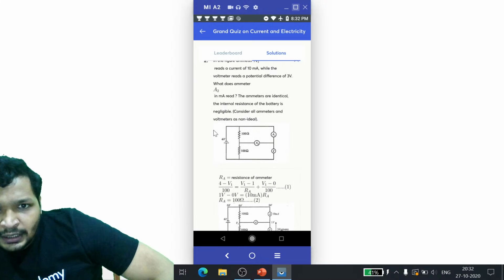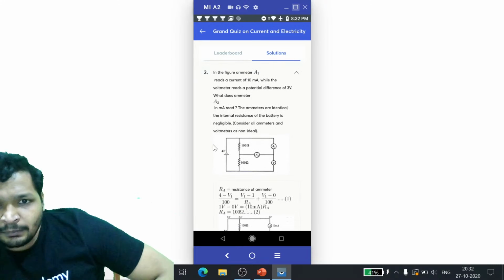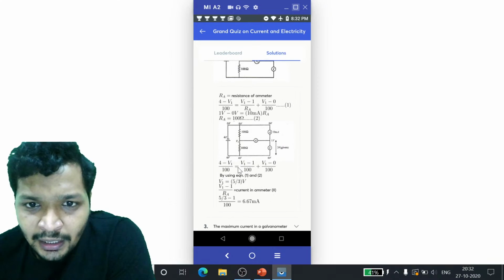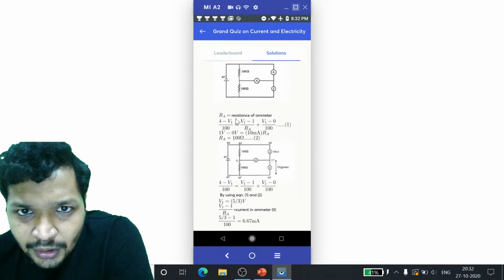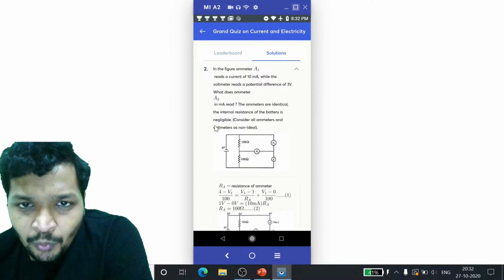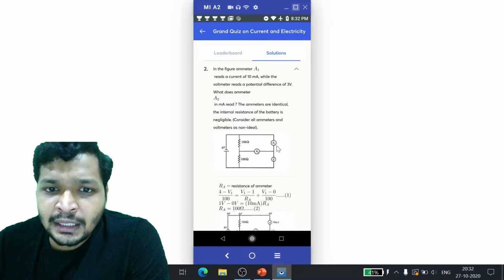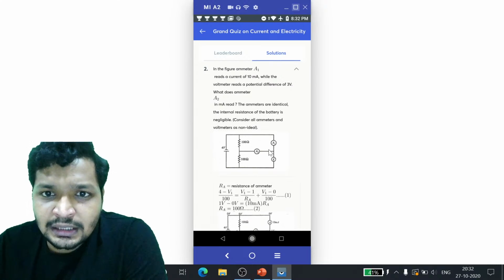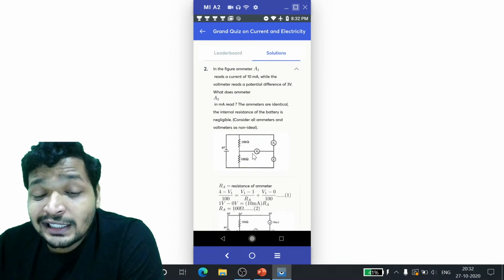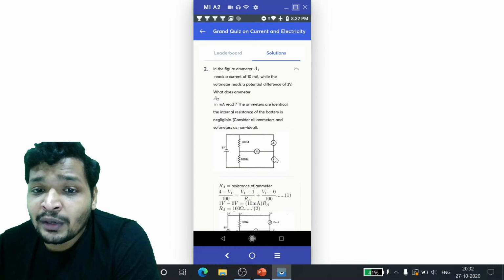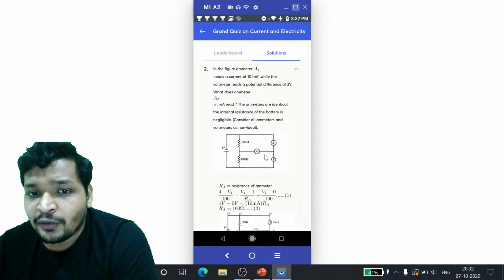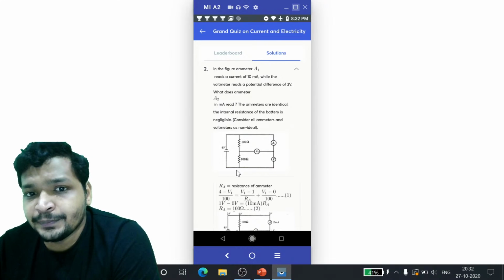So the ammeters are identical. I think a bunch of options were given, and finally you had to arrive at one. Okay, let's go through the question again. The voltmeter reads 3 volt, and the ammeter A1 reads how much? What is the current flowing through A1? A1's current should be the current that is going to flow through this part of the circuit, not this part of the circuit.